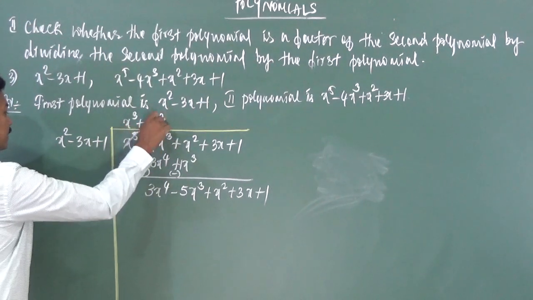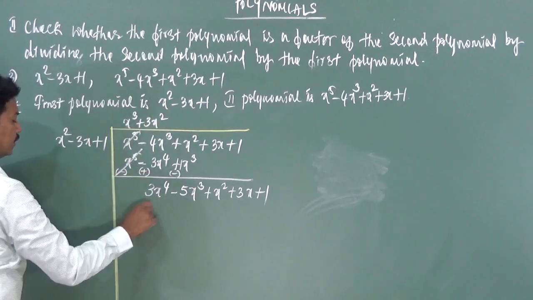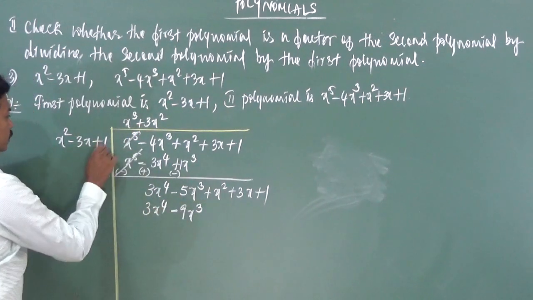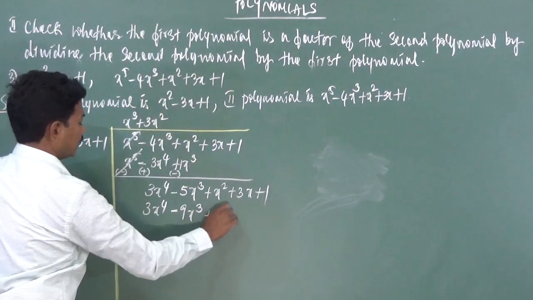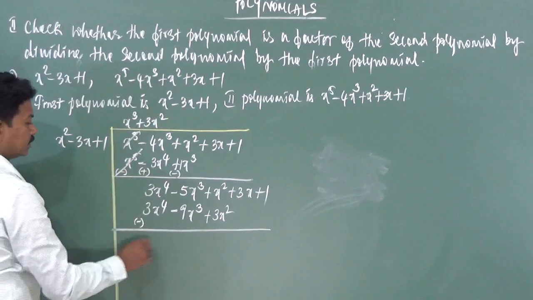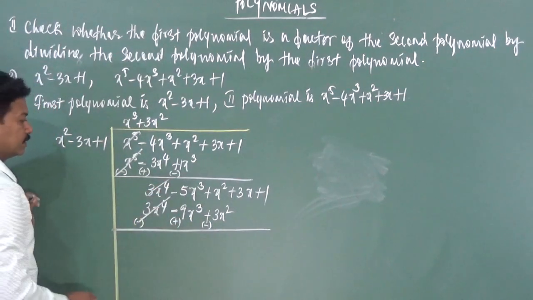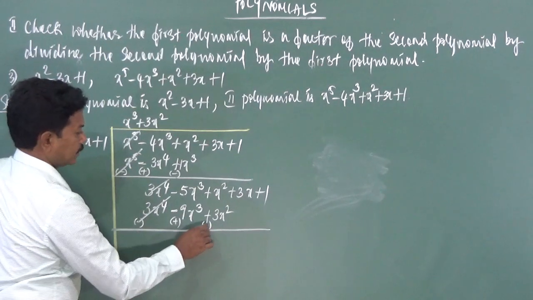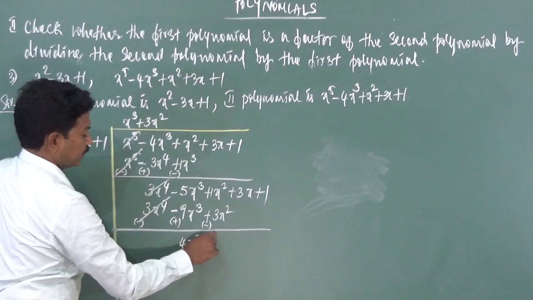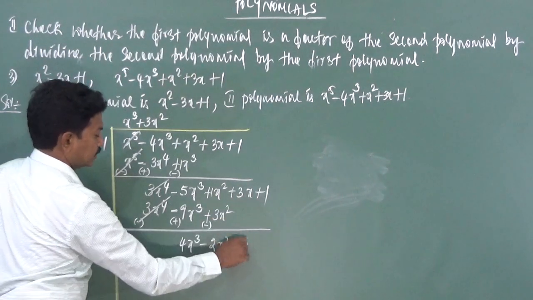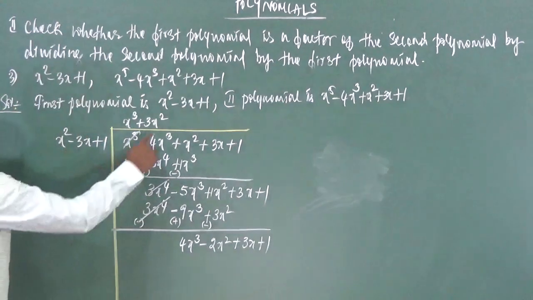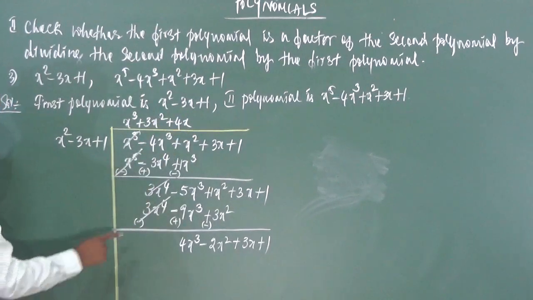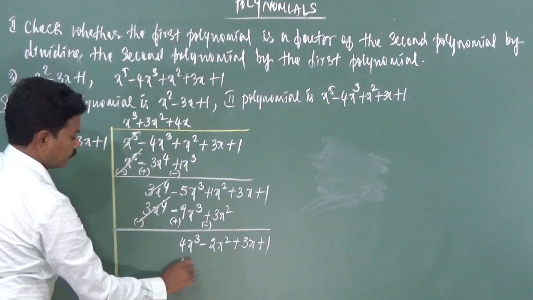So we will continue. X square into what gives you 3x to the power 4? So it is plus 3x square. X square into plus 3x square is 3x to the power 4. Minus 3x into plus 3x square is minus 9x cube. Plus 1 into plus 3x square is plus 3x square. So we will do the process. We will change the signs. Right. So first terms cancel. So plus 9x cube minus 5x cube is 4x cube, and minus 3x square plus 1x square is minus 2x square plus this term, that is 3x plus 1. So now x square into what gives you 4x cube? So it is x square into plus 4x gives you 4x cube. So x square into plus 4x is 4x cube.